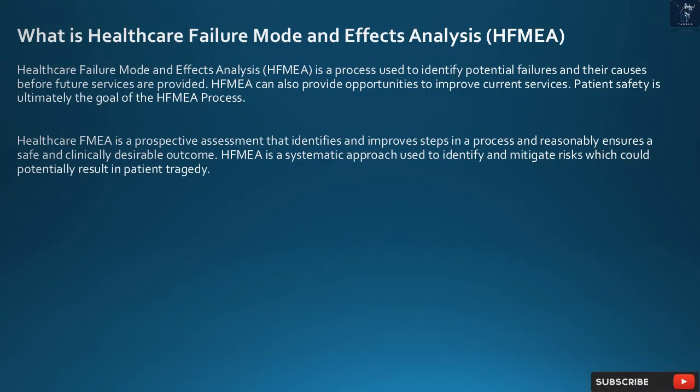What is Healthcare Failure Mode and Effects Analysis, HFMEA? HFMEA is a process used to identify potential failures and their causes before future services are provided. HFMEA can also provide opportunities to improve current services. Patient safety is ultimately the goal of the HFMEA process. Healthcare FMEA is a prospective assessment that identifies and improves steps in a process and reasonably ensures a safe and clinically desirable outcome. HFMEA is a systematic approach used to identify and mitigate risks which could potentially result in patient tragedy.